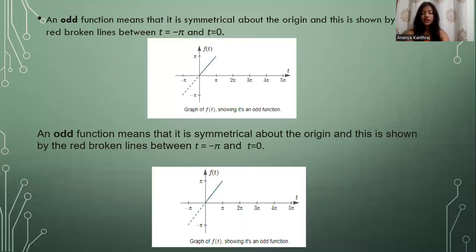Now let's look into the further graphs. An odd function means that it is symmetrical about the origin, and this is shown by the red broken lines between t equals minus pi and t equals 0. Here in the blue broken lines it is shown that it varies from minus pi to t equals 0. An odd function also means that it is symmetrical about the origin, and it is shown by the blue broken lines between t equals minus pi and t equals 0. So it can be interchanged from 0 to minus pi or minus pi to 0. It's going to show the same odd function.